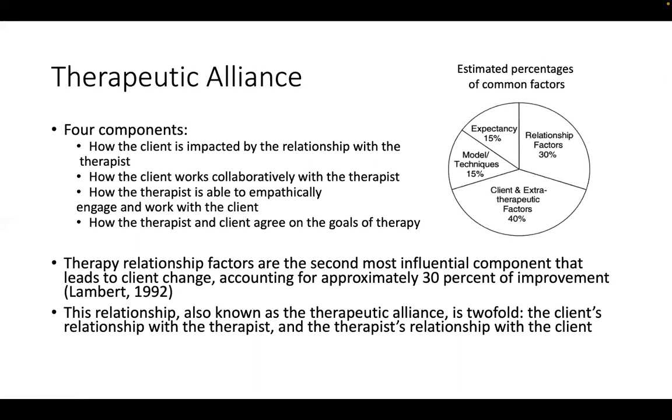So therapy relationship factors are the second most influential component that leads to client change. And the relationship, also known as the therapeutic alliance, is twofold: the client's relationship with the therapist and the therapist's relationship with the client. So it's a bi-directional influence.